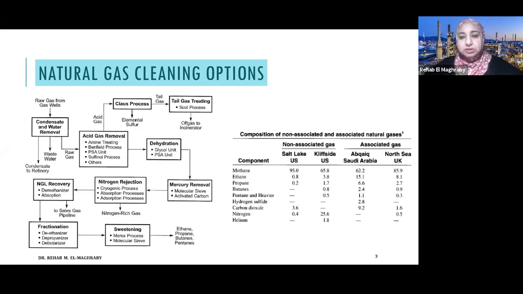Not the natural gas that we have in our homes or that is used as a fuel in industry, because the natural gas that we use in our houses or as a fuel in any industry is mainly methane. But the natural gas that we get from the reservoir contains many other paraffin-based compounds: methane, ethane, propane, butane, and pentane and heavier. There are other non-hydrocarbon components, and we talked about how we clean this natural gas and separate each individual component to be able to use it in the petrochemical industry.